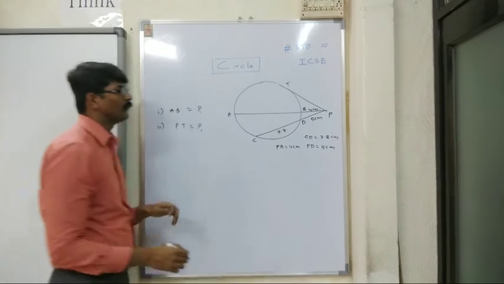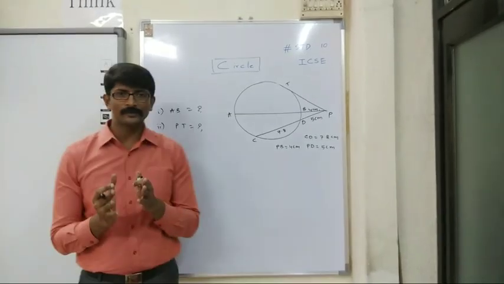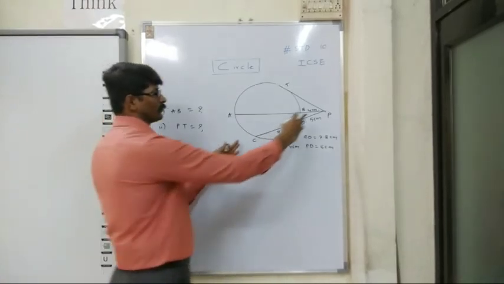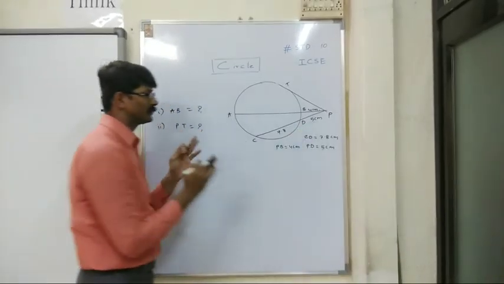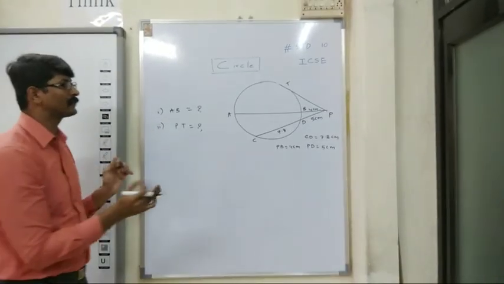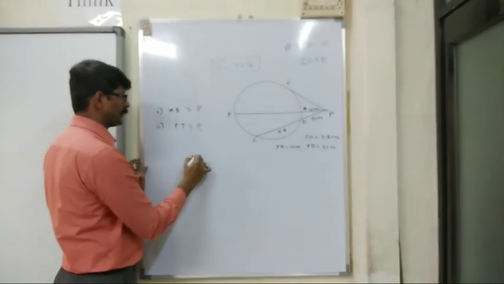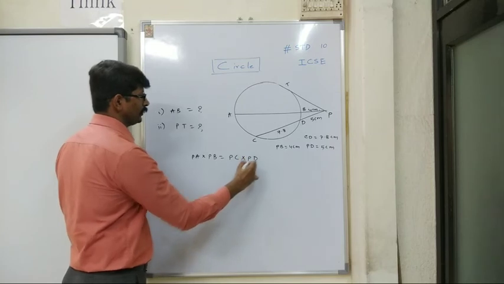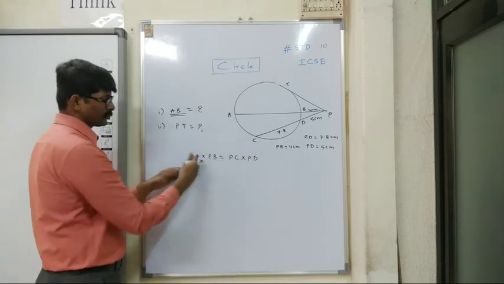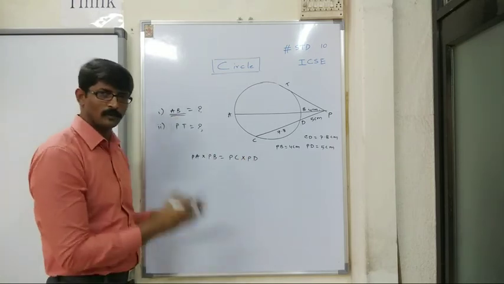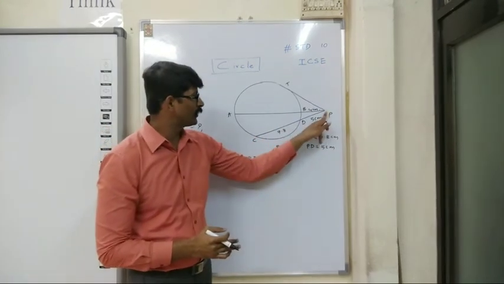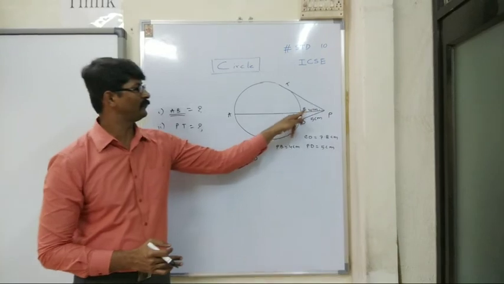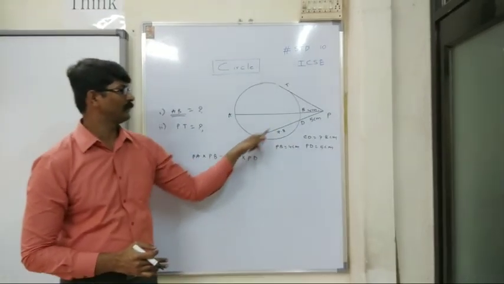So students, we know that property: whenever two chords are intersecting, whenever the two chords PC and PA are intersecting externally, we know that PA into PB is equal to PC into PD. We know there is nowhere AB in this property, still we are going to use it, because the property says go to the point of intersection, from P: PA into PB is equal to PC into PD.